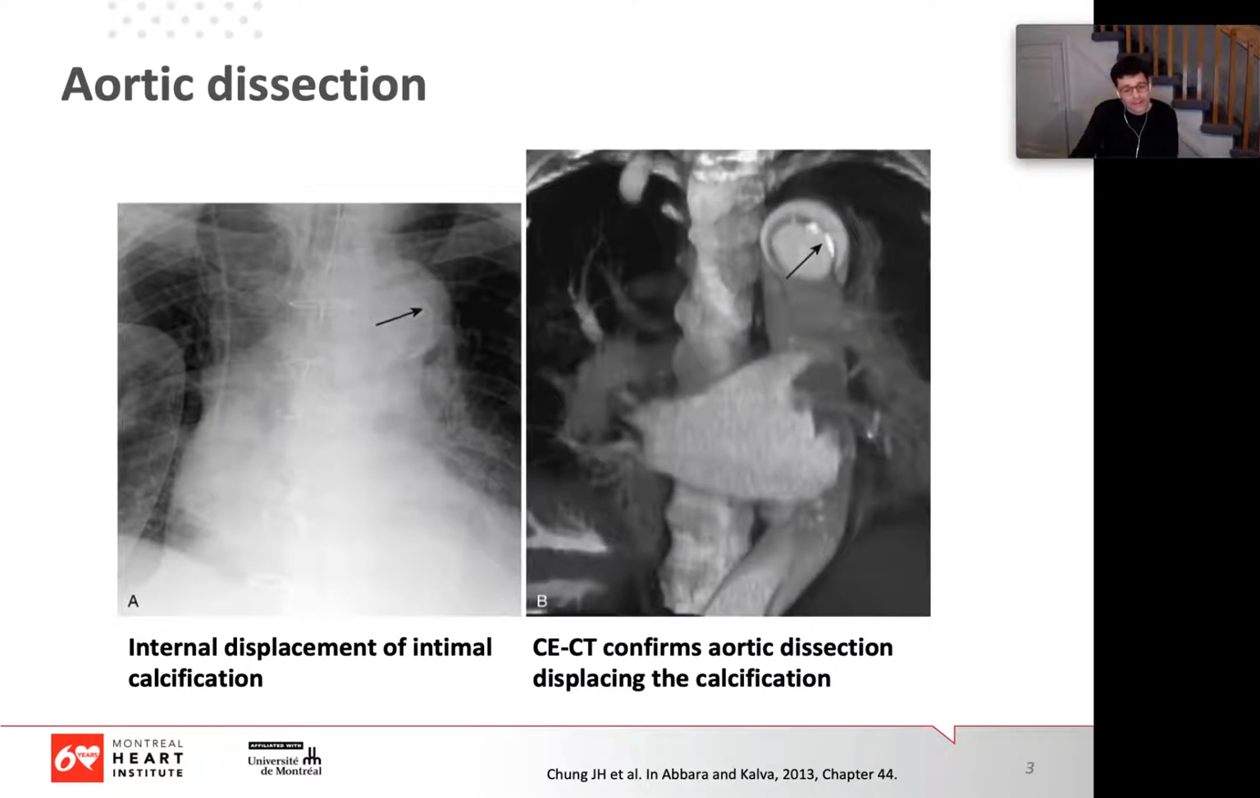So the chest X-ray, although it is typically the first imaging that is obtained when the patient presents with chest pain, is not specific nor sensitive for the diagnosis of aortic dissection. Occasionally, it can show an internal displacement of intimal calcification that is created by the presence of a hematoma or of a false lumen containing blood in the case of an aortic dissection. Here you see side by side an example of a chest X-ray with the corresponding CTA image showing how the wall calcifications are displaced internally.